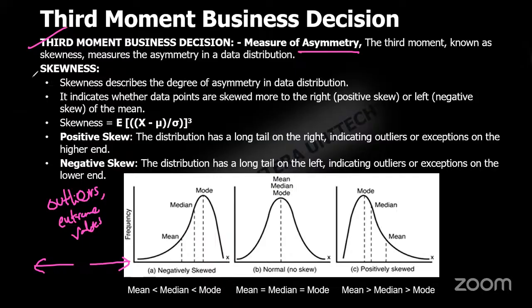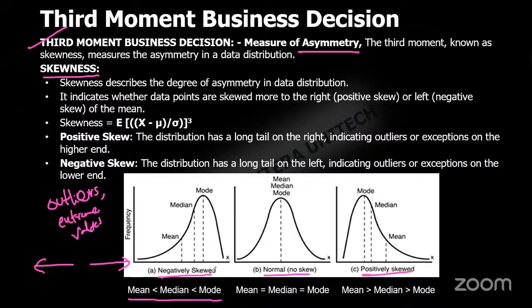The measure that we calculate in the third moment business decision is called skewness. And this skewness is generally of three types: negatively skewed, positively skewed, and no skewed or normally distributed data. No skewed is nothing but normal distributed data. So if you take negatively skewed data, the relation between the first moment measures will be given in this fashion.